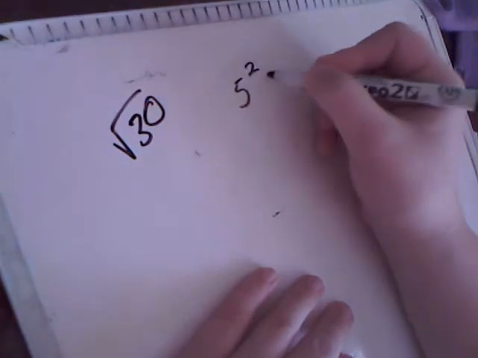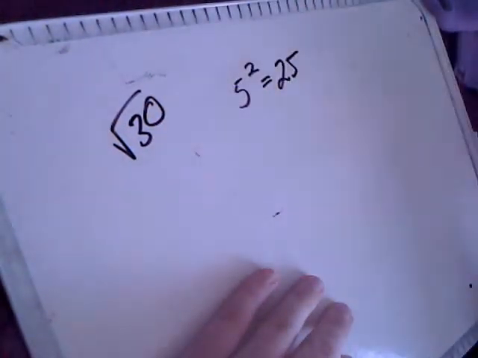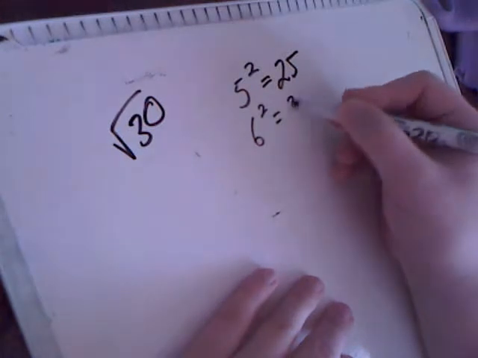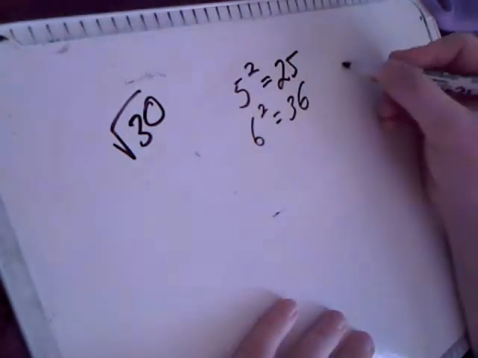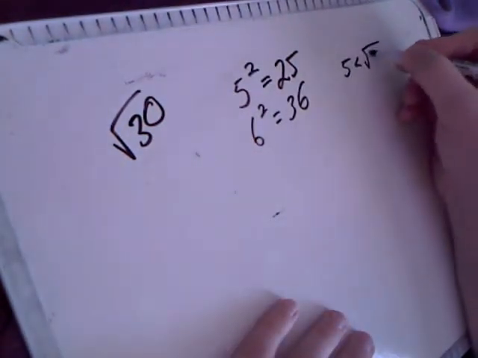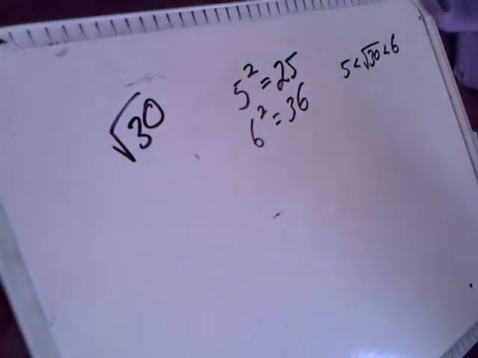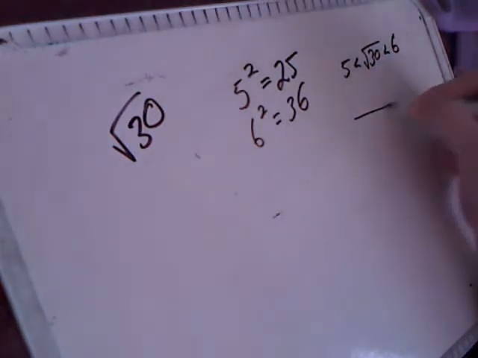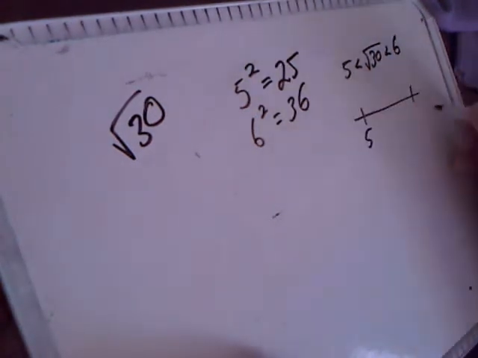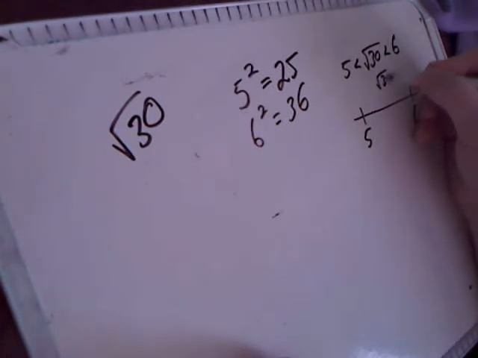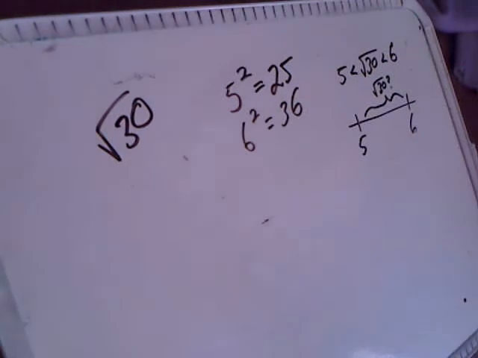What square numbers are very close to 30? We know that 5 to the second power is 25. We know that 6 to the second power is 36. So we know that 30 has to be somewhere between 5 and 6. So we have our starting point. If we had a number line, and we had the number 5 and the number 6 on here, the square root of 30 would be somewhere in between. We just need to figure out where exactly in that in-between area it is.